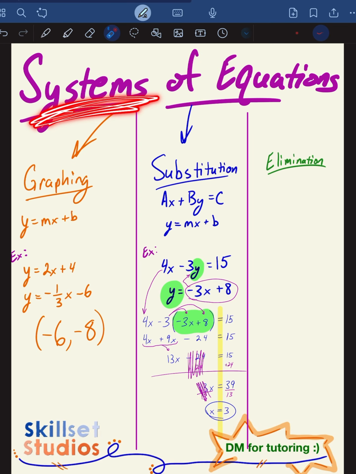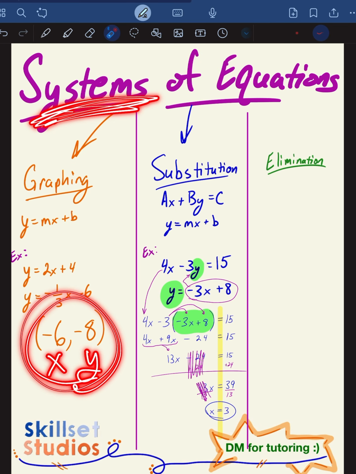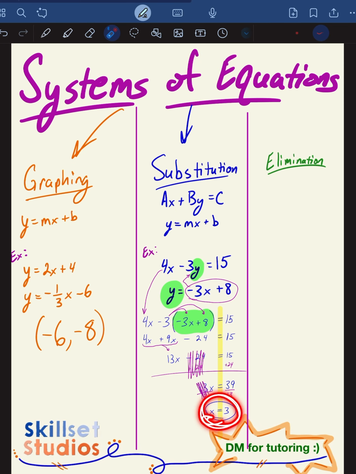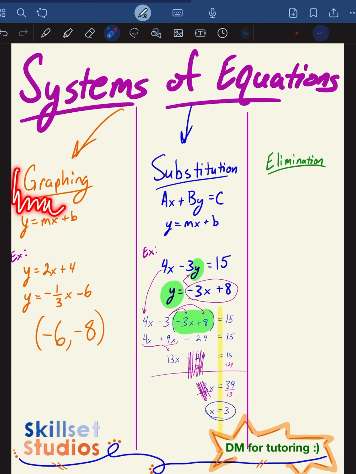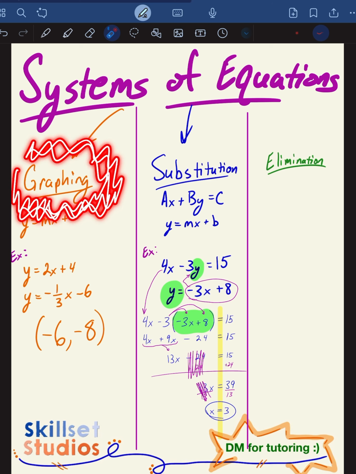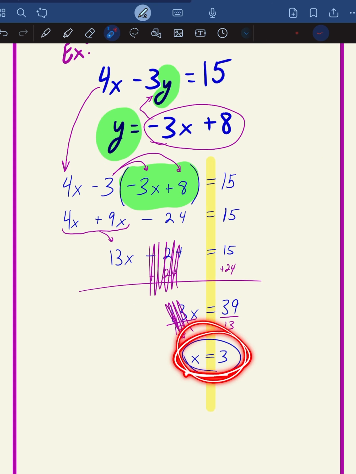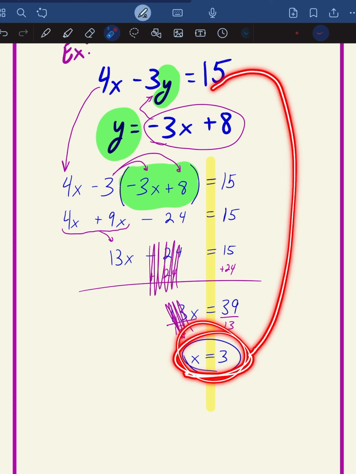Now remember, a rule for systems is we need an x and a y. Right now we only have half of the answer. Thankfully, we're only a few steps away from finding the y. But as you can see, this is taking quite a few steps. So if you have the opportunity to use a graphing calculator like Desmos, this may be the faster method for you. So to finish our solution, we would take what we just found for x and go back into this second equation here and plug it in.